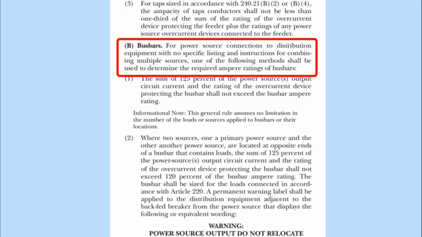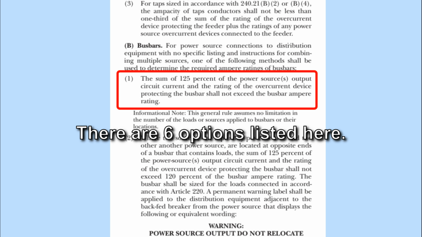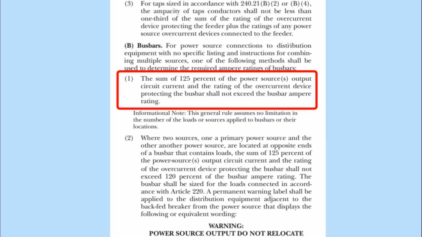705.12(B) Bus bars. For power source connections to distribution equipment with no specific listing and instructions for combining multiple sources, one of the following methods shall be used to determine the required ampere ratings of bus bars. 1. The sum of 125% of the power source's output circuit current and the rating of the overcurrent device protecting the bus bar shall not exceed the bus bar ampere rating.